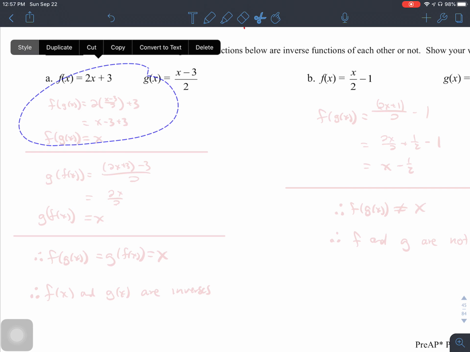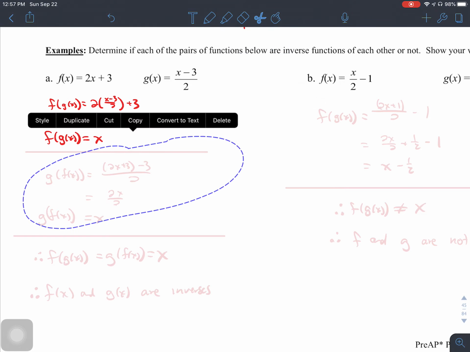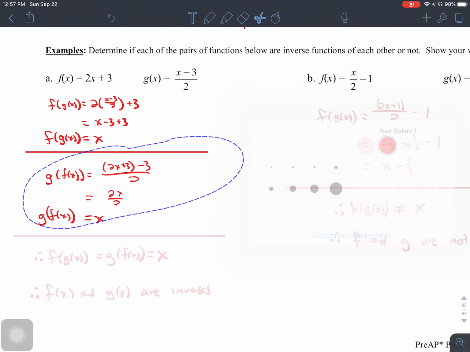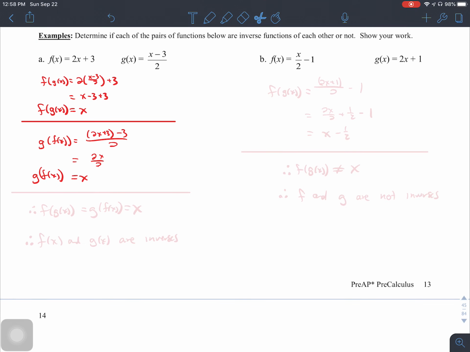Here, in function f, I'm going to replace the x's with g of x, which is x minus 3 over 2. The 2's cancel, so we get x minus 3 plus 3. The 3's cancel, and we get x. If I do something similar and do g of f of x, that also reduces to x. When it says determine if the pairs of functions are inverses, you have to do both these compositions. Well, if one turns out to be x, do the other one, see if it also ends up being x.